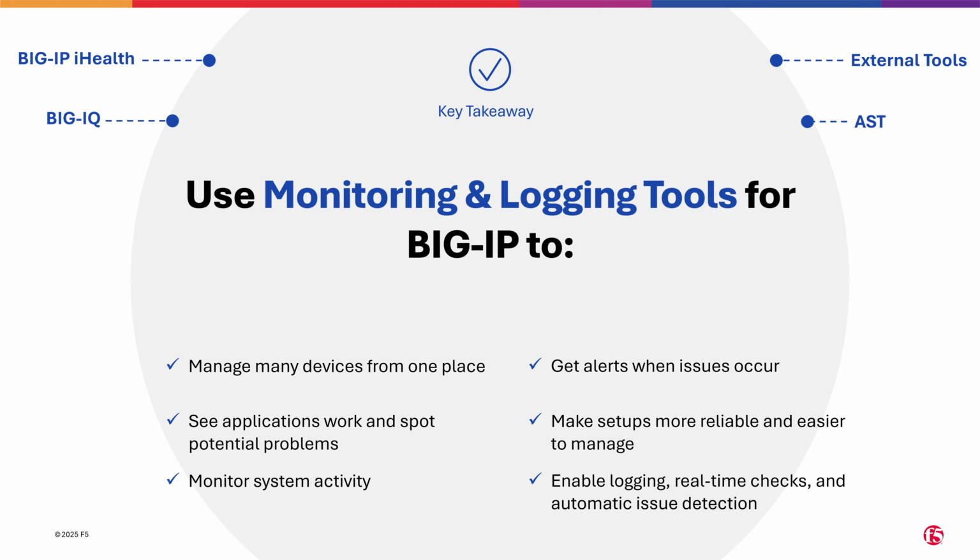Logging and monitoring tools let you see system activity and alert you to issues whether you have a few devices or many. When you connect observability tools with automation tools and workflows, your setups become more reliable and easier to manage. Logging, real-time checks, and automatic issue detection help your team act quickly when something goes wrong. This keeps your BigIP system stable and makes sure your updates do what they are supposed to do.